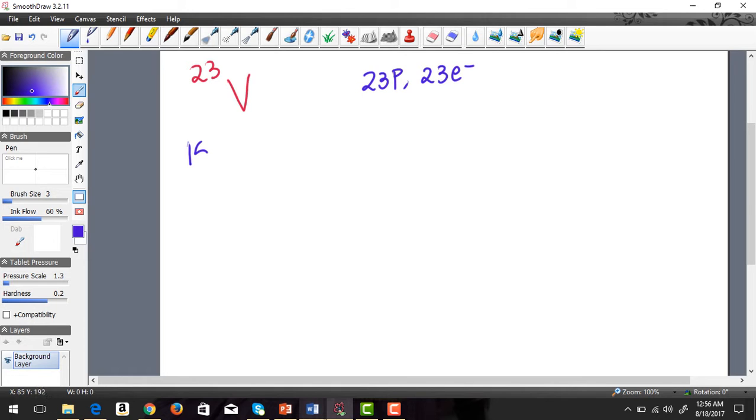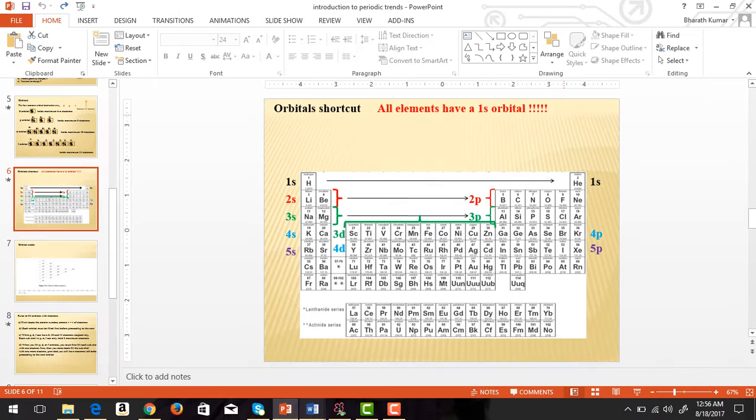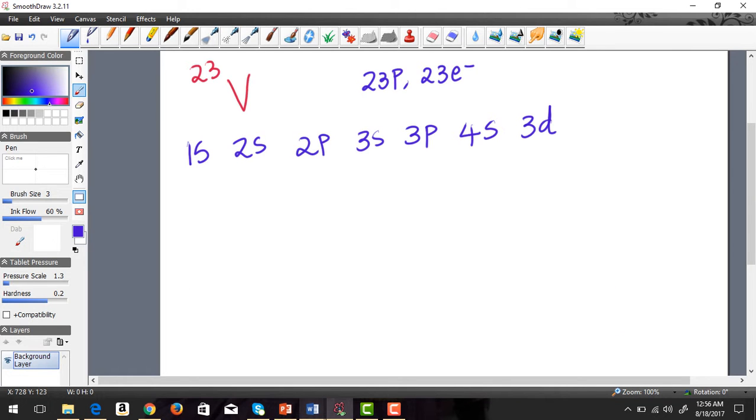So vanadium's got 1s, 2s, 2p, 3s, 3p, 4s, and 3d. This is based on the sequence directly out of the PowerPoint. If you don't believe me, it's right up there: 1s, 2s, 2p, 3s, 3p, 4s, 3d. Now you'd wonder, because that's the way they were able to fit it into that beautiful structure. Technically 3d should have come before 4s, but don't change it yet.